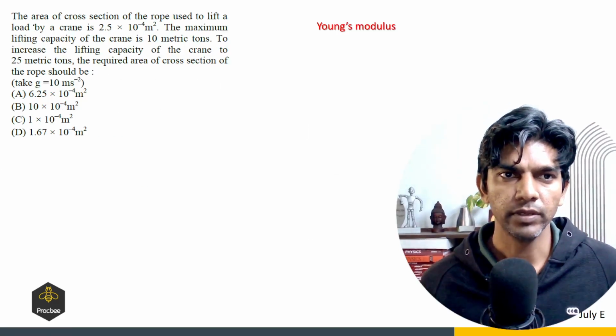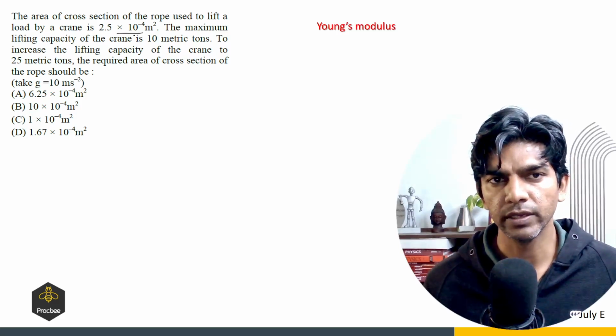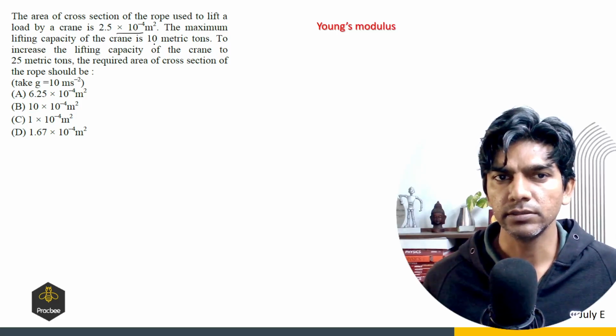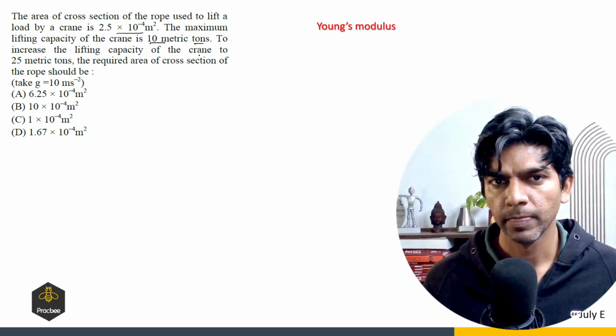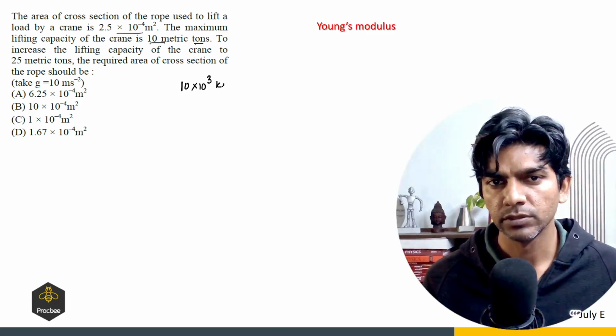Let us see this question. The area of cross section of the rope used to lift a load by a crane is 2.5 × 10^-4 square meter. The maximum lifting capacity of the crane is 10 metric ton. So it can lift 10 tons. So 10 tons will be 10 × 10^3 kilograms.